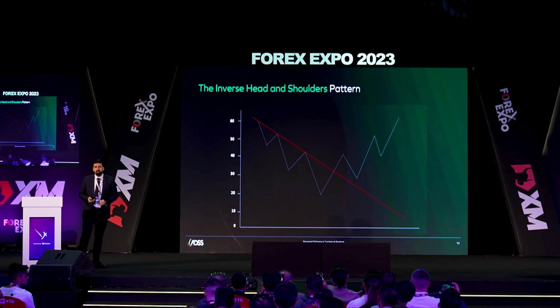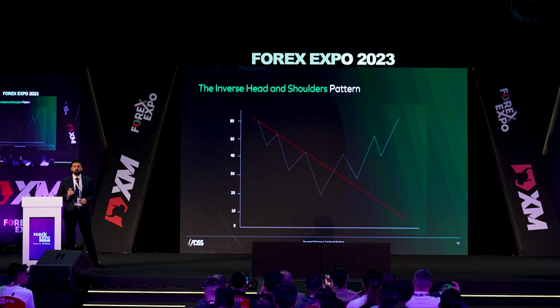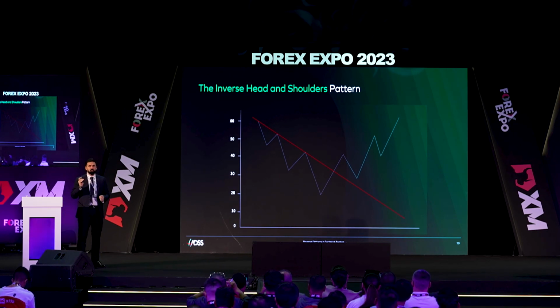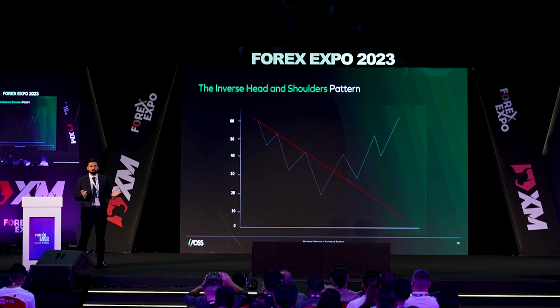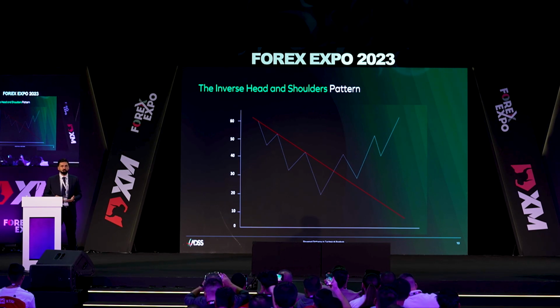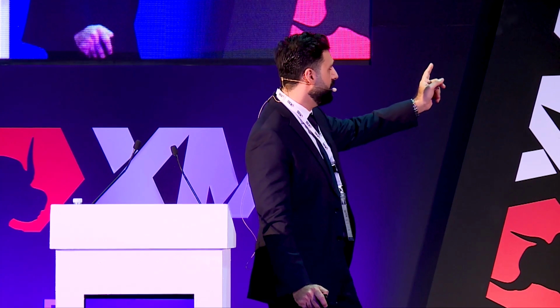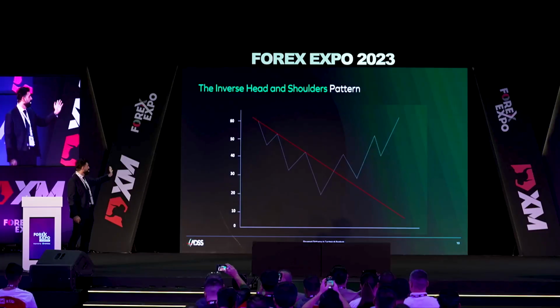So let's move to the following pattern, which is an inverse head and shoulders. The inverse head and shoulders is a bullish pattern. So what is the distinction between bearish and bullish? A bullish pattern is going to the upside, and a bearish pattern is going to the downside. So I have to see where the start is from. The start here is a downside. In our previous example, the start was an uptrend. So here we have a downtrend.